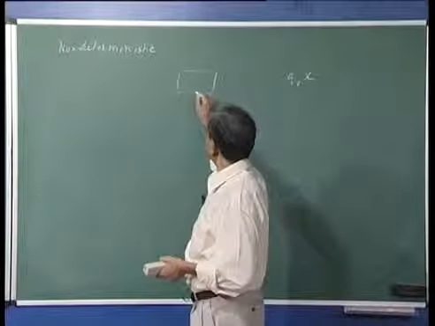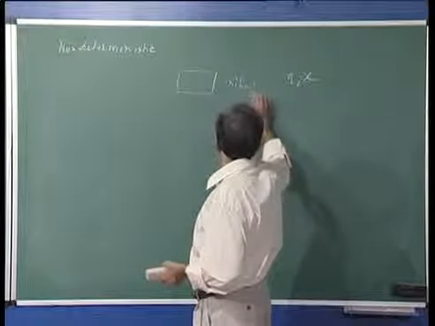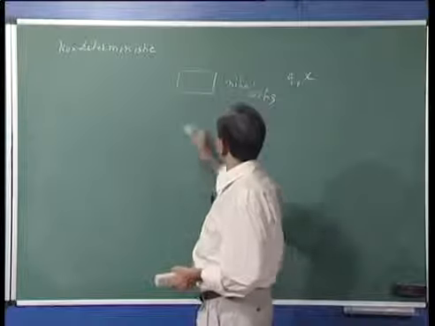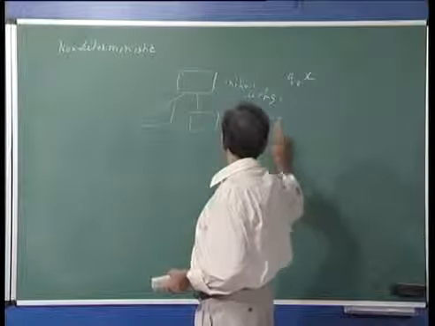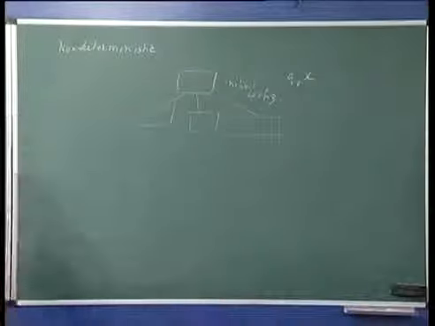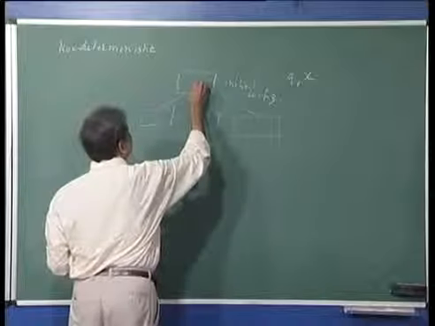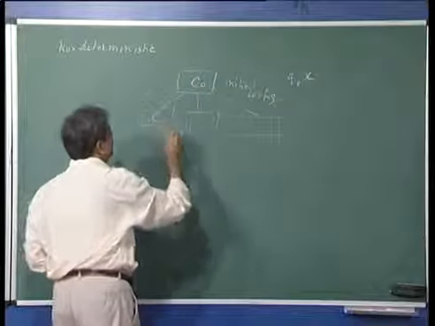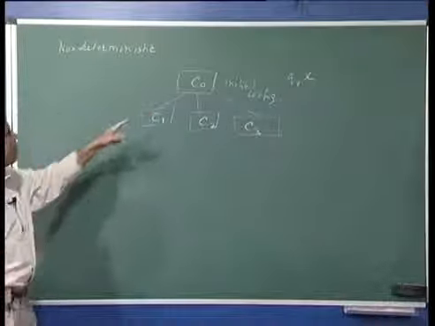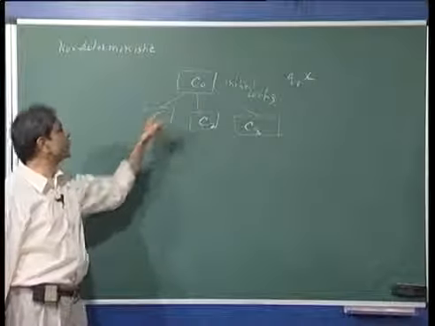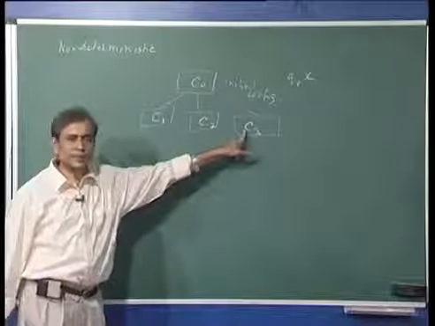See, because this is the initial configuration, now there may be 3 configurations. So, if this is your initial configuration C0, let us say it is possible that from C0 the machine can go to C1, from C0 the machine can go to C2, from C0 the machine can go to C3.